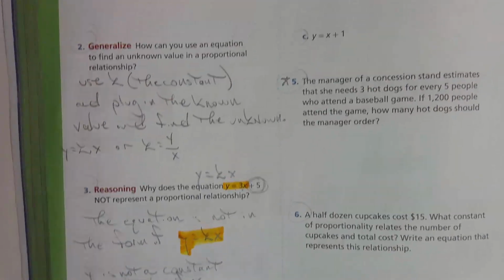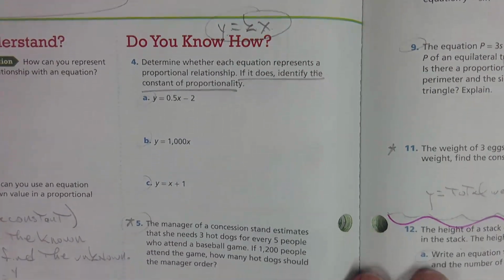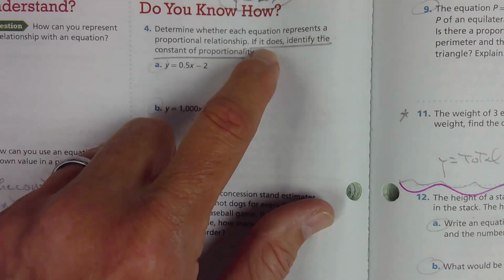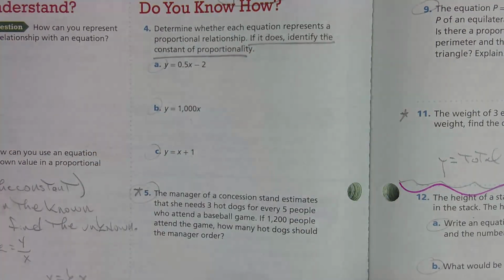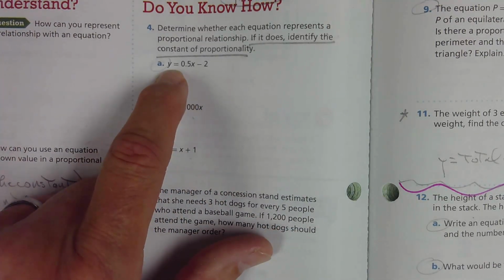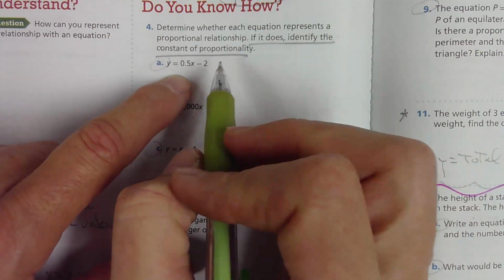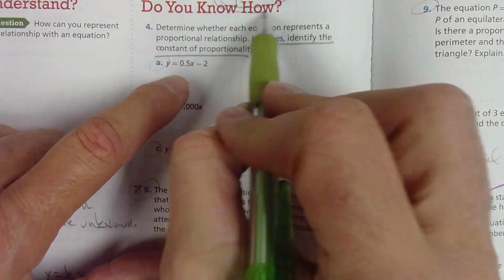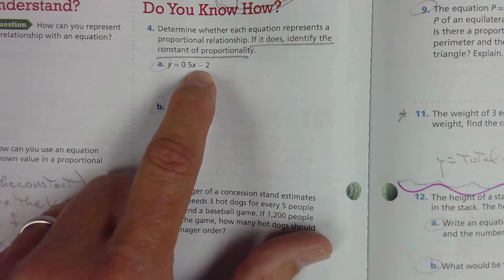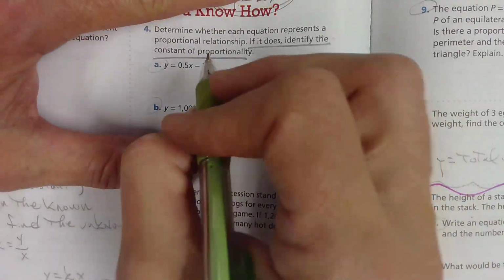All right, 4, I circled A, B, and C. It says determine whether each equation represents a proportional relationship. If it does, identify the constant of proportionality. So look at this equation here. Y equals 0.5x minus 2. So here's what we're looking at. Y equals kx. Is A in the form of y equals kx? No. So no.